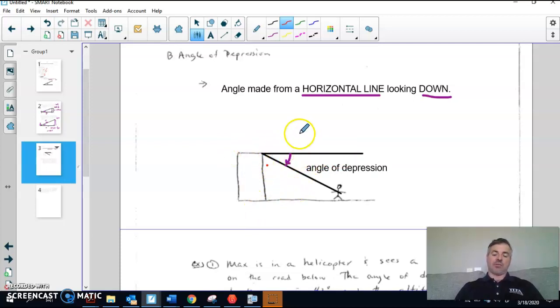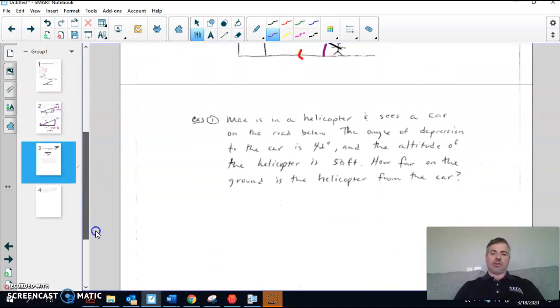Also, notice that this horizontal line up here is going to be parallel with this horizontal line down here. If I use this line right here as the transversal, it creates alternate interior angles. So the angle of depression here is going to be congruent to this angle here, which is actually the angle of elevation up to the top of the building. In the same problem, the angle of depression and angle of elevation are alternate interior angles, which means they're congruent. Alright, so let's look at an example of an angle of depression.